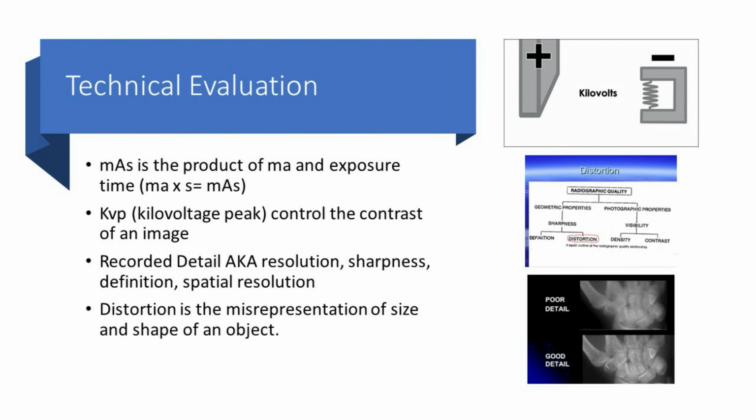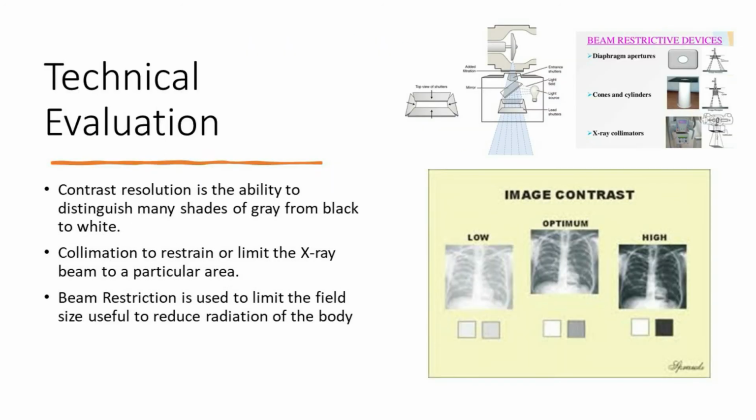Distortion is the misrepresentation of size and shape of an object. Contrast resolution is the ability to distinguish many shades of gray from black to white. Collimation is to restrain or limit the X-ray beam to a particular area. Beam restriction is used to limit the field size, useful to reduce dose to the body.